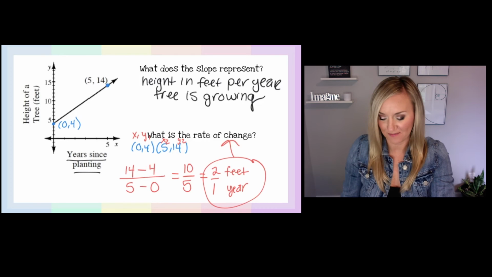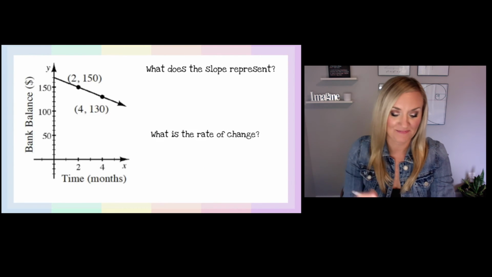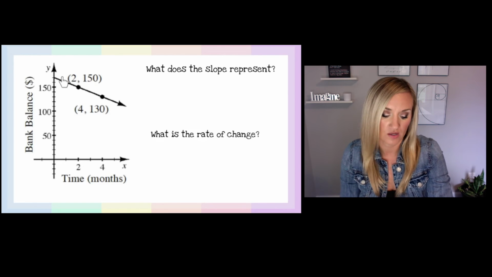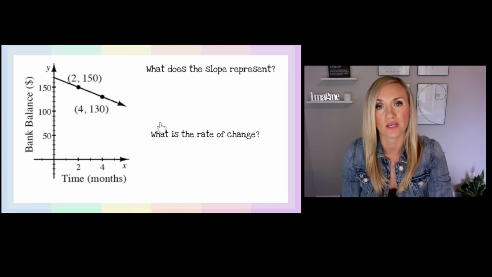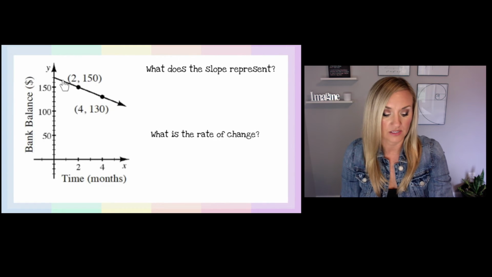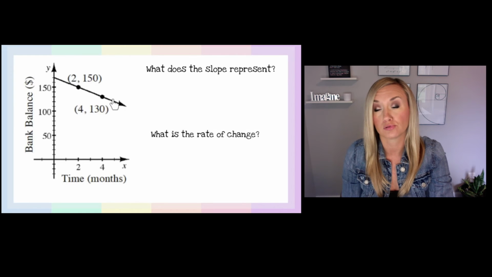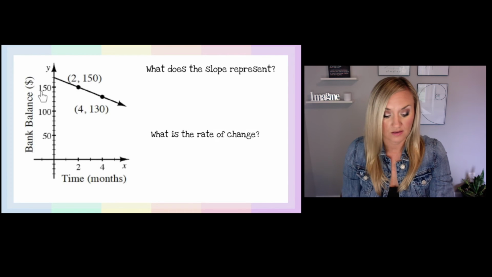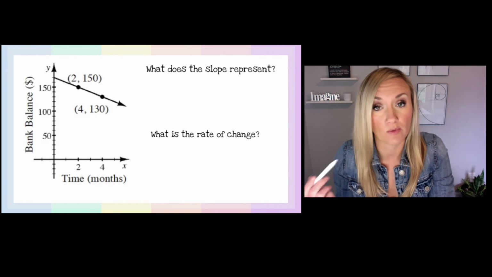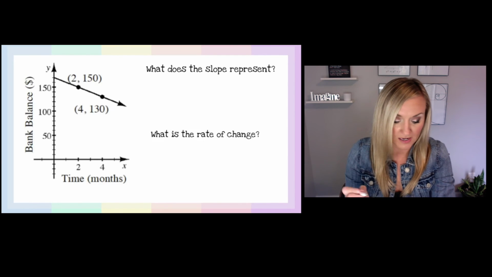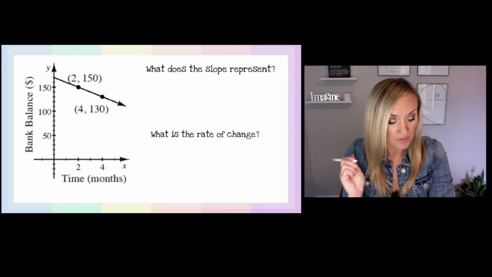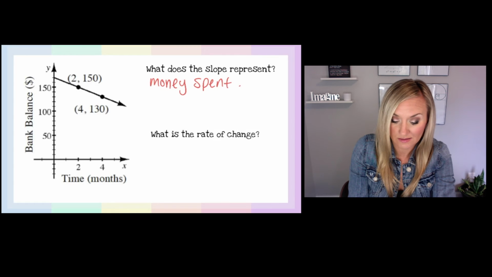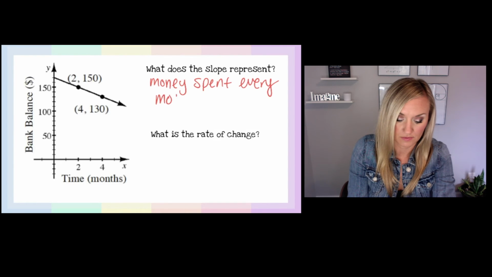Okay, so let's do an example like that again. So what does the slope represent in this situation? Well, let's take a look at the graph. I noticed that this line is going down. So the bank balance, the money, is decreasing over time. So it looks like every month the bank balance is going down. That is not what we want. We want the bank balance to go up, but it's okay. All right. So what does this slope represent? Well, this is the money that is being spent every month.